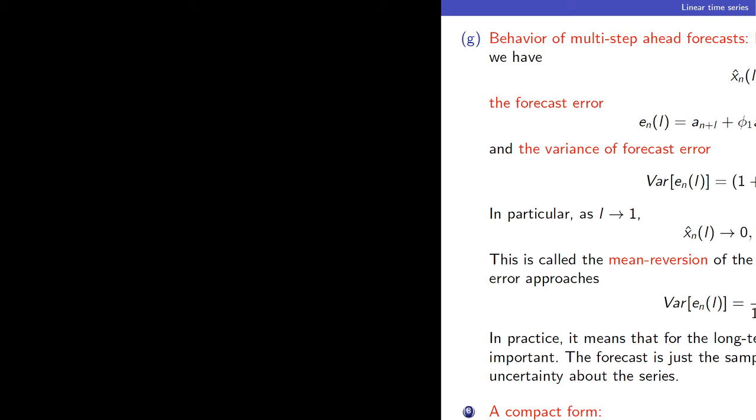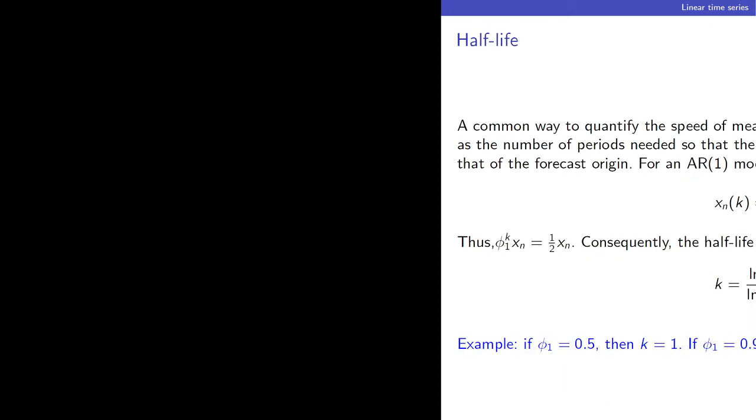Now, how can we express this in a more compact way? Well, here it is. Remember that B means go one step behind. Now, one important thing, and a common way to quantify the speed of mean reversion, is half-life. It's defined as the number of periods needed so that the magnitude of the forecast becomes half of that of the forecast origin. For an AR(1) model, it's equivalent to this equation.